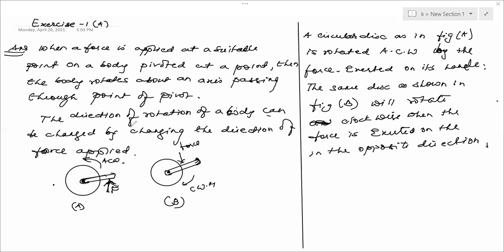Direction of rotation of a body can be changed by changing the direction of force applied. Example, a circular disc. A circular disc, as in figure A, is rotated anti-clockwise by the force exerted on its handle. The same disc, as shown in figure B, will rotate clockwise when the force exerted on the handle is in the opposite direction. Okay, I am just trying to say, children.